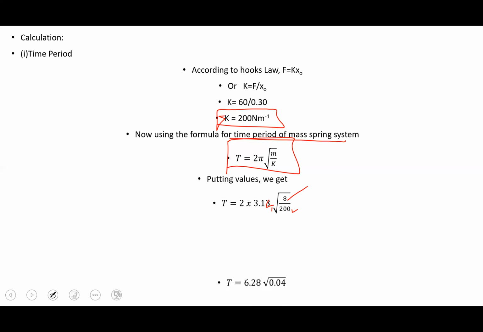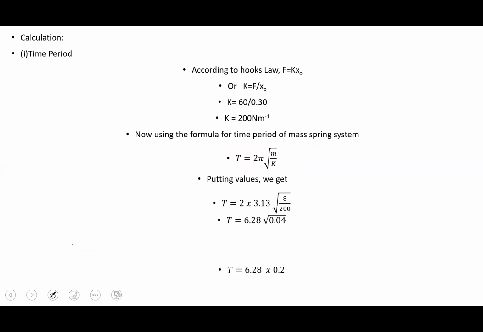After solving this, the value of T will be equal to 6.28 into 0.04 under root. After solving this, it will be 0.2, and when we multiply it, it will be 6.28 into 0.2. So the time period is approximately equal to 1.256, or if we round it off, it will be 1.3 seconds, and that is our required answer for the time period.